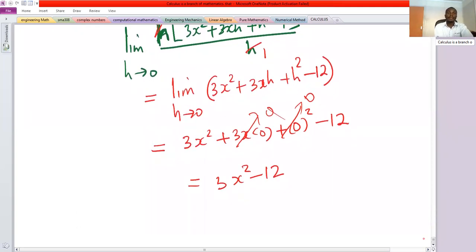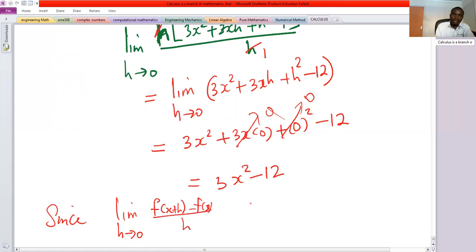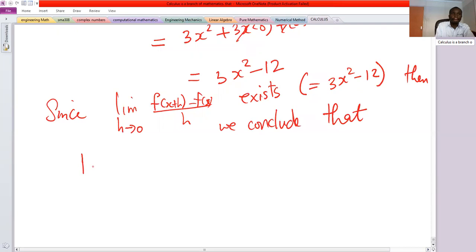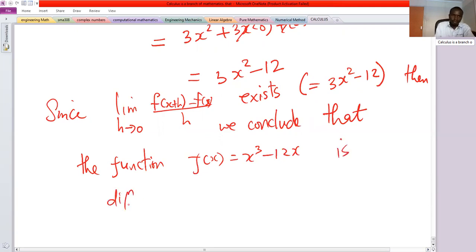So hence, since limit as h approaches 0 of f of x plus h minus f of x over h exists, which is equal to 3x squared minus 12, then we conclude that the function given by f of x equals x cubed minus 12x is differentiable. Actually, for all values of x. Good.